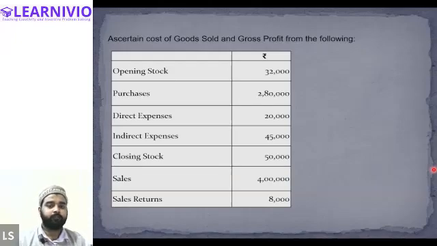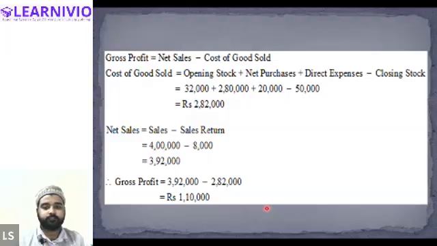Done, Alexander? Yes, sir. Please tell me the answer. Please tell me the value of the cost of goods sold. 2,82,000 and gross profit 1,10,000. I think you are correct this time. So cost of goods sold is 2,82,000 and gross profit is 1,10,000. Okay.